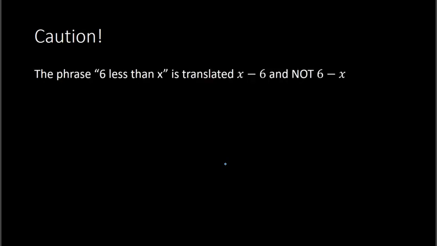So be careful with subtraction. There is one phrase that is commonly mistaken on the setup, and that phrase would look something like this: 6 less than x. So 6 less than x would be translated x minus 6. Okay, not 6 minus x. It does make a difference. 6 less than x means you take some number and you're subtracting 6. All right, so we end up with x minus 6.